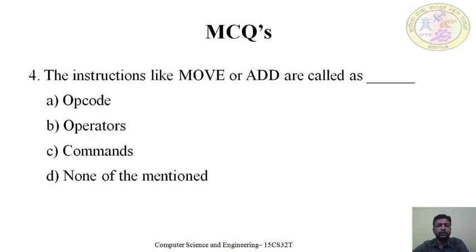Fifth question. Instructions like move or add are called as dash. A, opcode. B, operators. C, commands. D, none of the mentioned. So move or add are used in assembly language notation. That is the operation we need to perform, right? So option A, opcode, is the right answer. These are not operators or commands. These are the opcode. That is A, opcode.